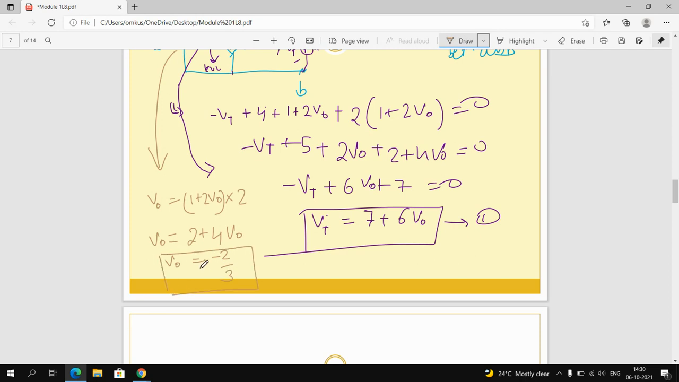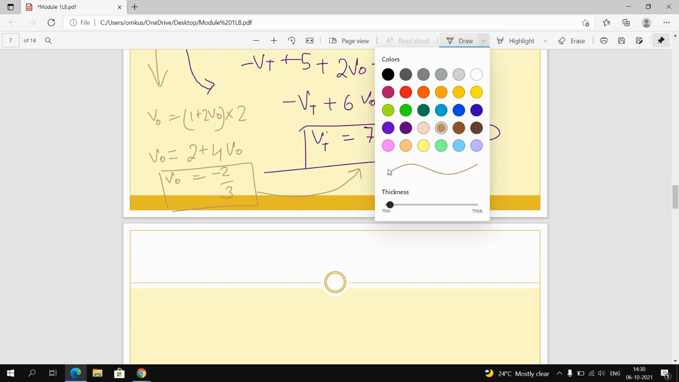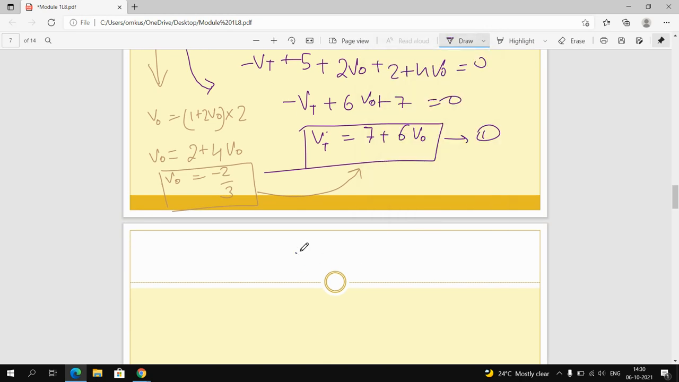When you solve this, now put that value in this equation. You will get VT is equal to 7 plus 6 and put that value, that is minus 2 by 3 volt. When you solve this, 3 2s are 6, 2 2s are 4, 7 minus 4 is 3, 3 volt, right? So VT is 3 volt.